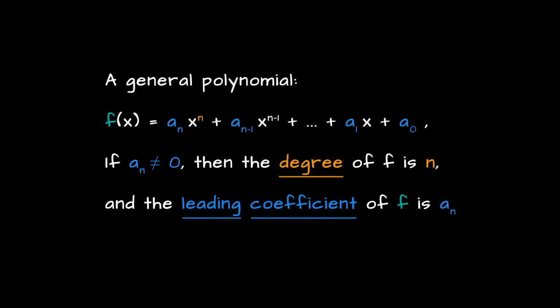So let's go ahead and put the formula for a general polynomial back on the screen and create a definition and single out a couple things. If the coefficient a sub n in front of the x to the n term is not equal to 0, then we say that the degree of the polynomial is equal to n. And we say that the leading coefficient of the function f is a sub n. So the degree of a polynomial is just the highest power of x that appears in it. And the leading coefficient is the number that's being multiplied by that highest power of x to the n.